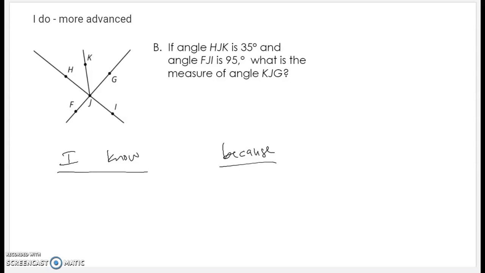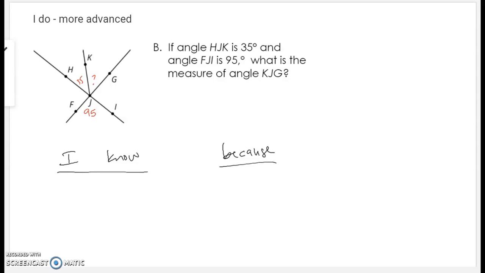So check this one out. If angle HJK is 35 and angle FJI is 95, what is the measurement of angle KJG? Woof, it's a tough one. That's a lot. Looking at that, we've got to figure out that one little angle here, and this is more advanced because there isn't an obvious vertical angle for this 35 because of this thing in the way. So what I do notice is this.